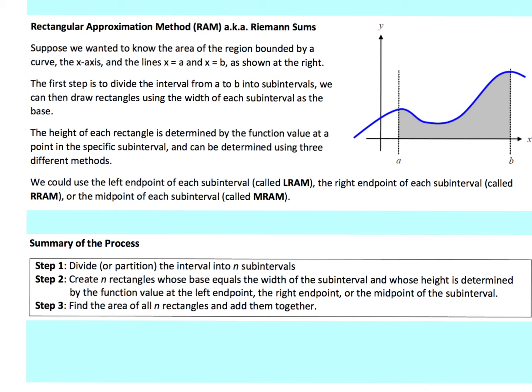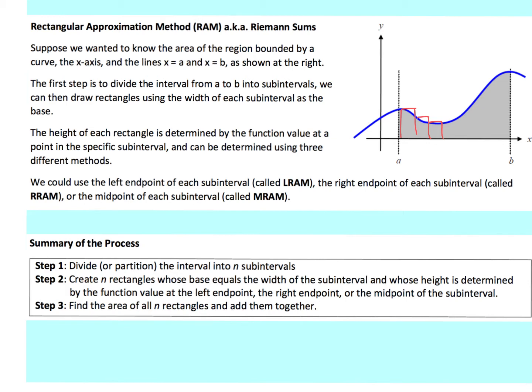Suppose we wanted to know the area of the region bounded by a curve, the x-axis, and the lines x equals a and x equals b as shown at the right. The first step is to divide the interval from a to b into subintervals. We can then draw a rectangle using the width of each subinterval as the base. The height of each rectangle is determined by the function value at a point in a specific subinterval and can be determined using 3 different methods. We could use the left endpoint of each subinterval called LRAM, the right endpoint of each subinterval called RRAM, or the midpoint of each subinterval called MRAM.